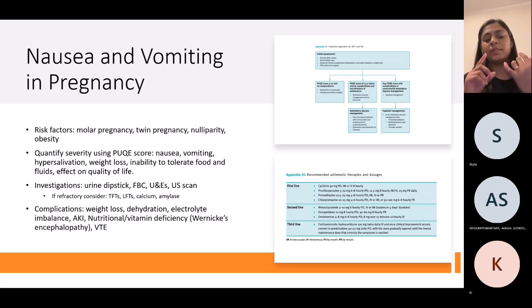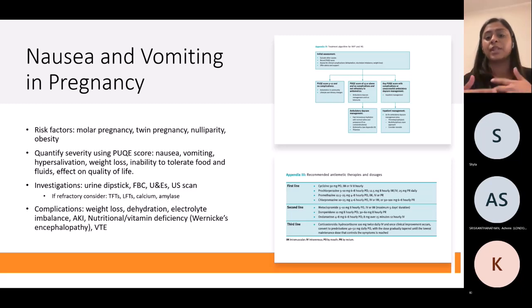So investigations commonly are a urine dipstick to make sure that other causes like a UTI are ruled out, as well as to see if there's any presence of ketones, although that can vary a little bit. A full blood count, U&Es, and an ultrasound scan. And again, the full blood count and U&Es are to, A, rule out other things like infection, and B, also to check if there's any electrolyte disturbance.